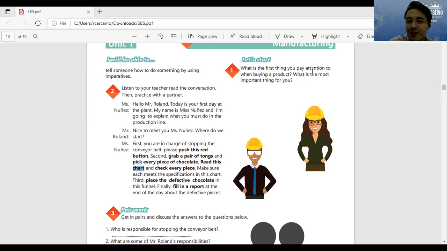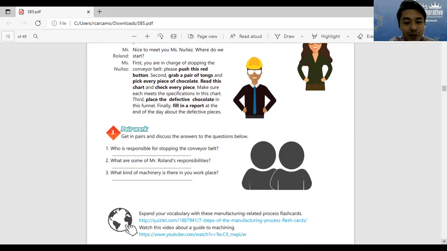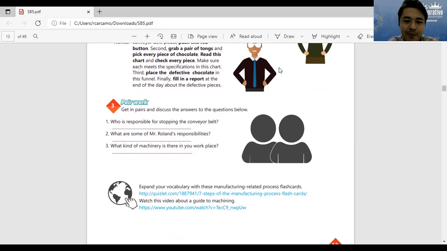So let's see. Now that we have reviewed this conversation and checked a couple of examples, there will also be some questions. Here we have a little exercise, in which we need to answer the questions based on the conversation. It says, get in pairs and discuss the answers to the questions below. I'm going to give you just like 5 minutes so that you can answer these questions.